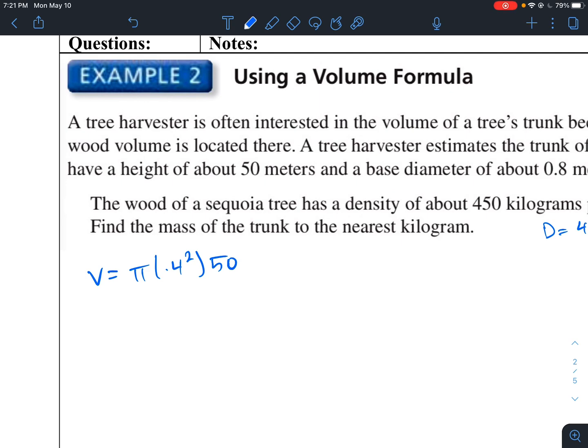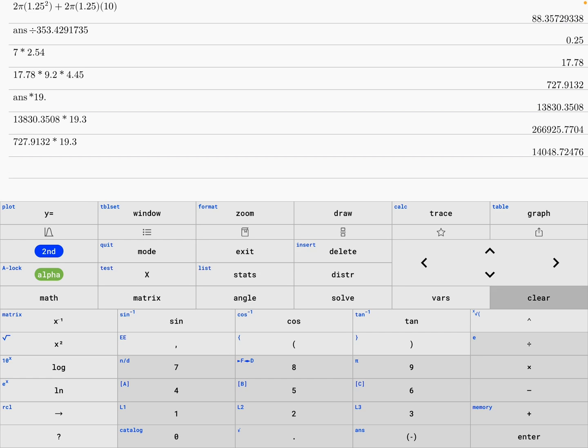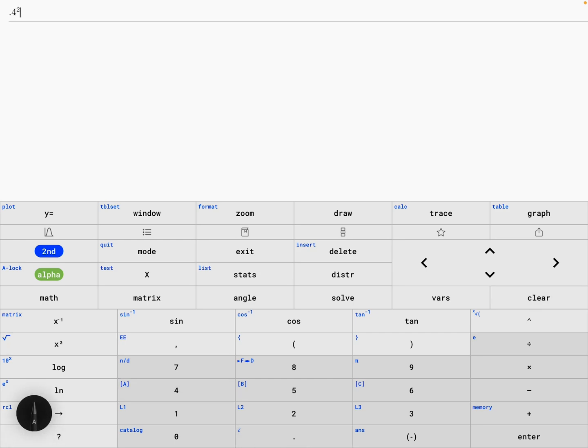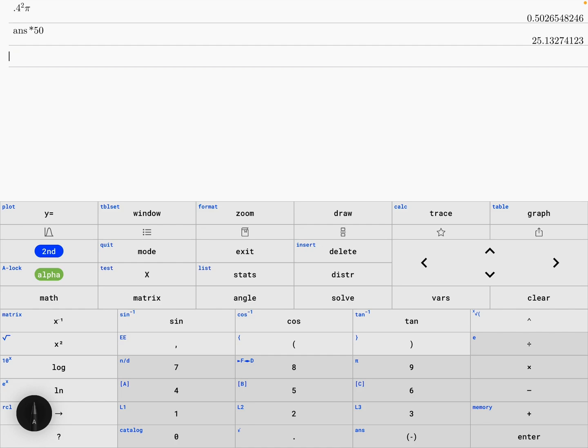Okay. And when we do that, we should get a volume of about 25.13 meters cubed. Let's double check though. So 0.4 squared times pi times 50. Yep, 25.13.